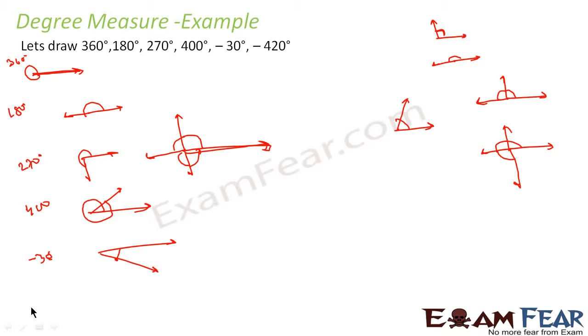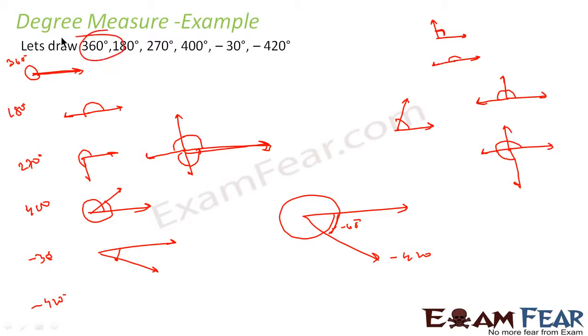Minus 420 again. It's a little difficult. I'll draw here. You start with this. You take this full round. This is minus 360, and then again minus 60. So this becomes minus 420. Correct? See, this is minus 60, and this whole round is again 360. So the whole thing is minus 420. That's how we draw degree measure angles. Very simple, because this is 90, we know, one perpendicular is 90, and then this is 30.